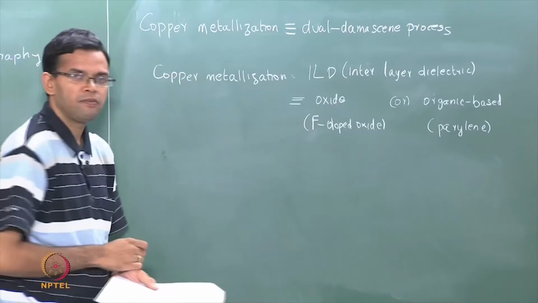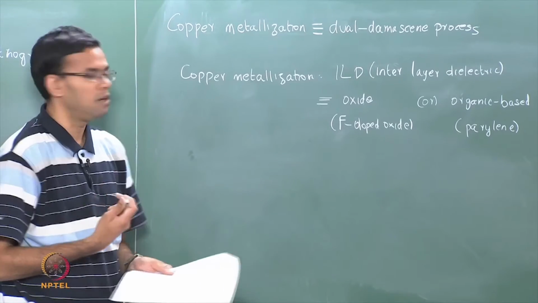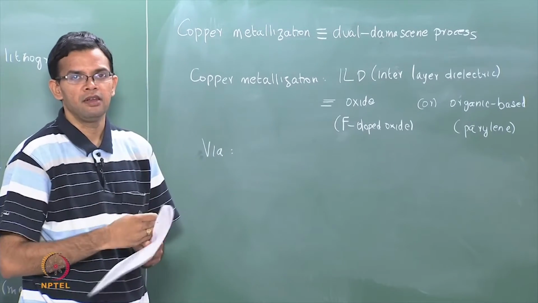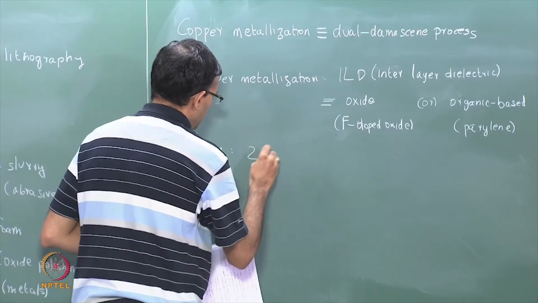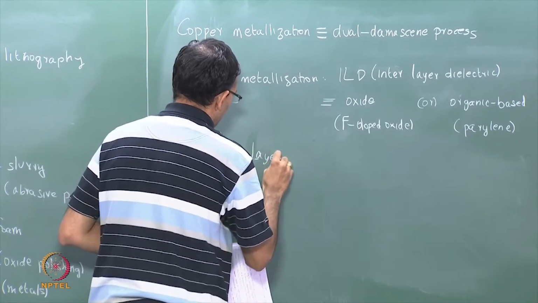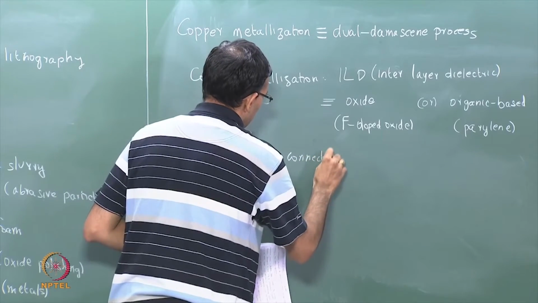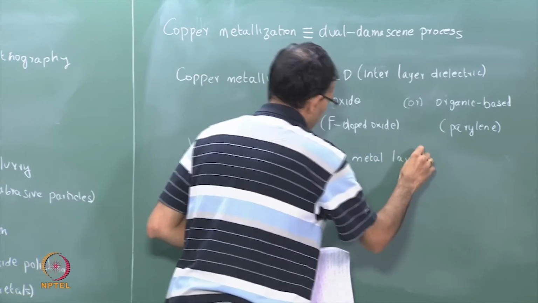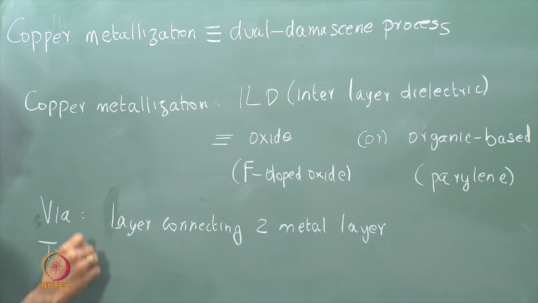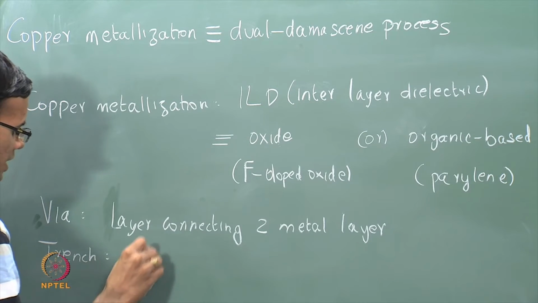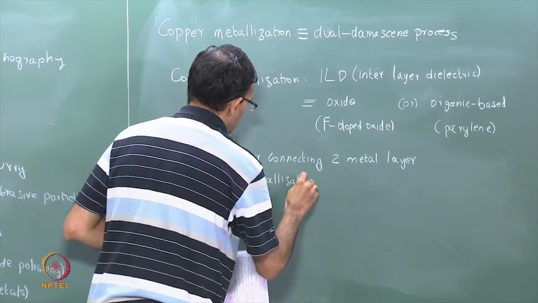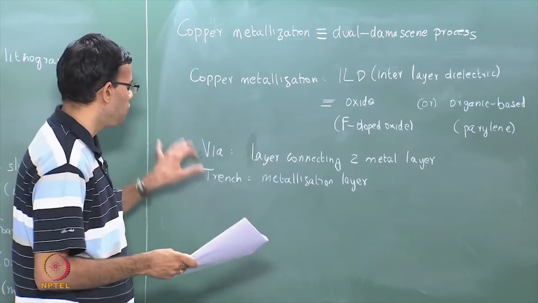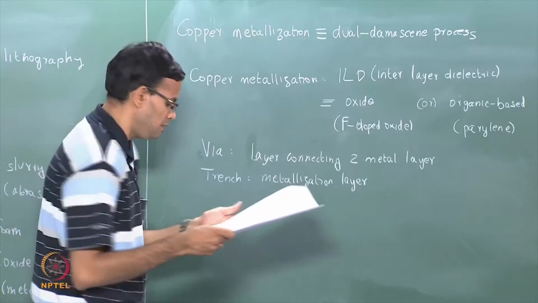So when we look at patterning using the copper metal layer, we have two terms that we need to keep in mind. One is called a via. A via refers to the layer that connects two metallization layers. And then the other is a trench. The trench refers to the metallization layer which you are trying to pattern. In the dual Damascene process, both the via and the trench are grown simultaneously.